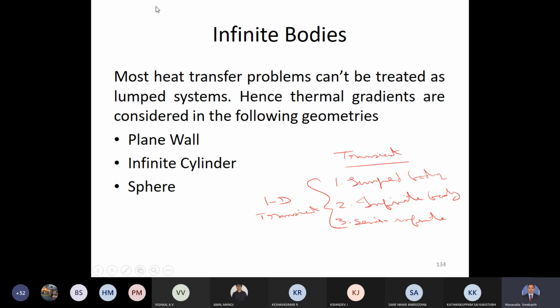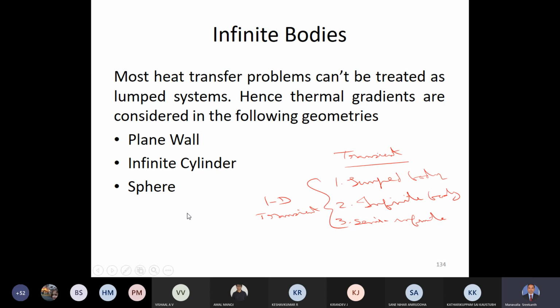Now we'll take up the second one, infinite body. So most heat transfer problems can't be treated as the lump systems, because there will be temperature gradients in most cases. Hence, thermal gradients are considered in the following geometries. So among the infinite bodies, there are again three types of standard geometries.